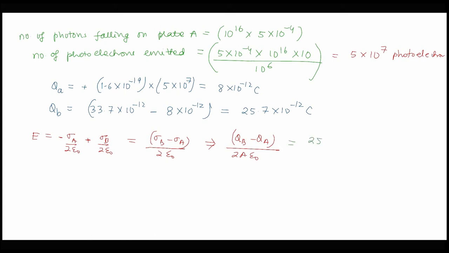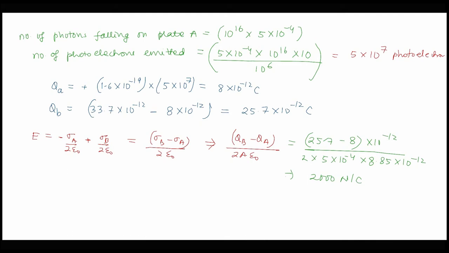(25.7 minus 8) × 10^-12 upon 2 times the area, which is 5 × 10^-4, and epsilon naught is 8.85 × 10^-12. So we obtain an electric field equal to 2000 Newton per Coulomb. So this is the value of the electric field that is filling the region in between the plates.